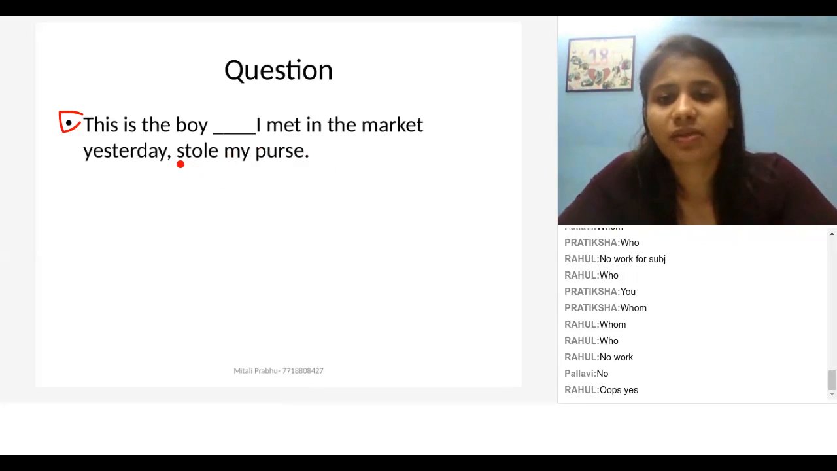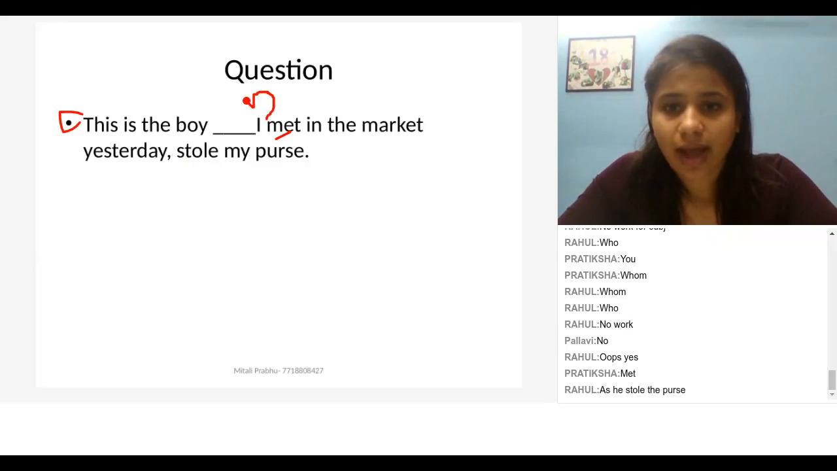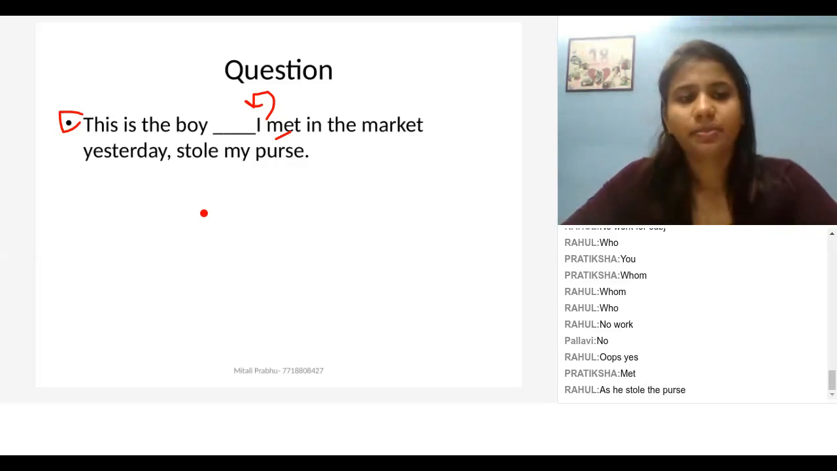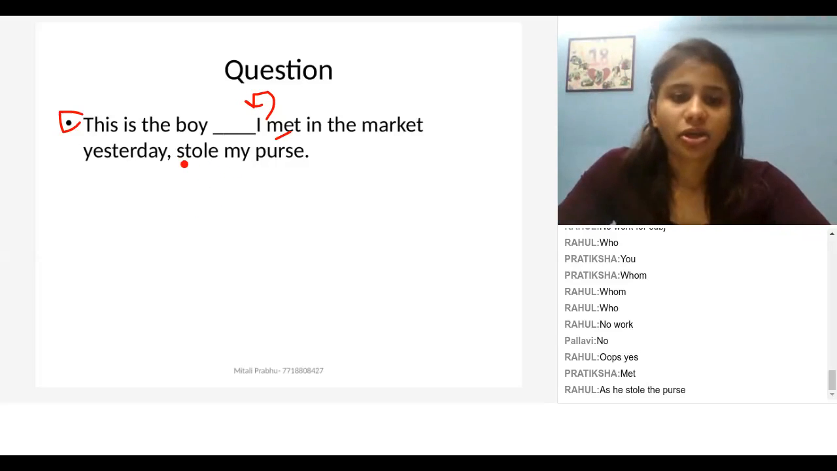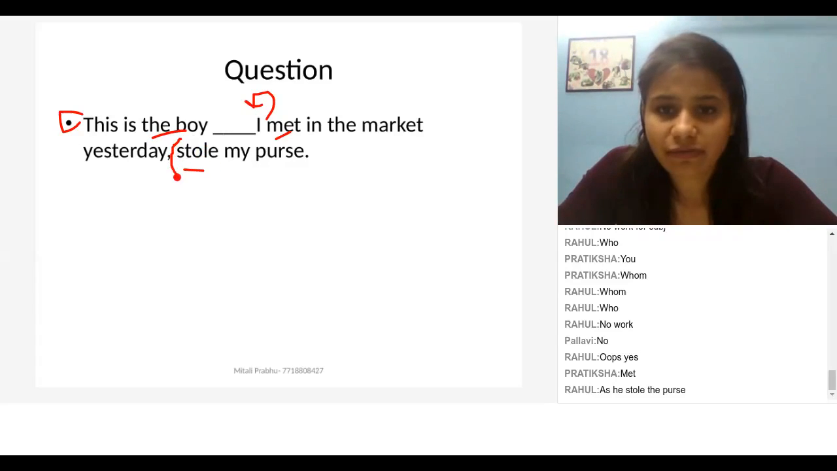Pallavi, is there a verb for our subject? Met is the verb for I. I met, right? Pratiksha and Pallavi, what will be the verb for the boy? The boy has stole the purse. So if you see carefully, stole is the verb for the boy here.